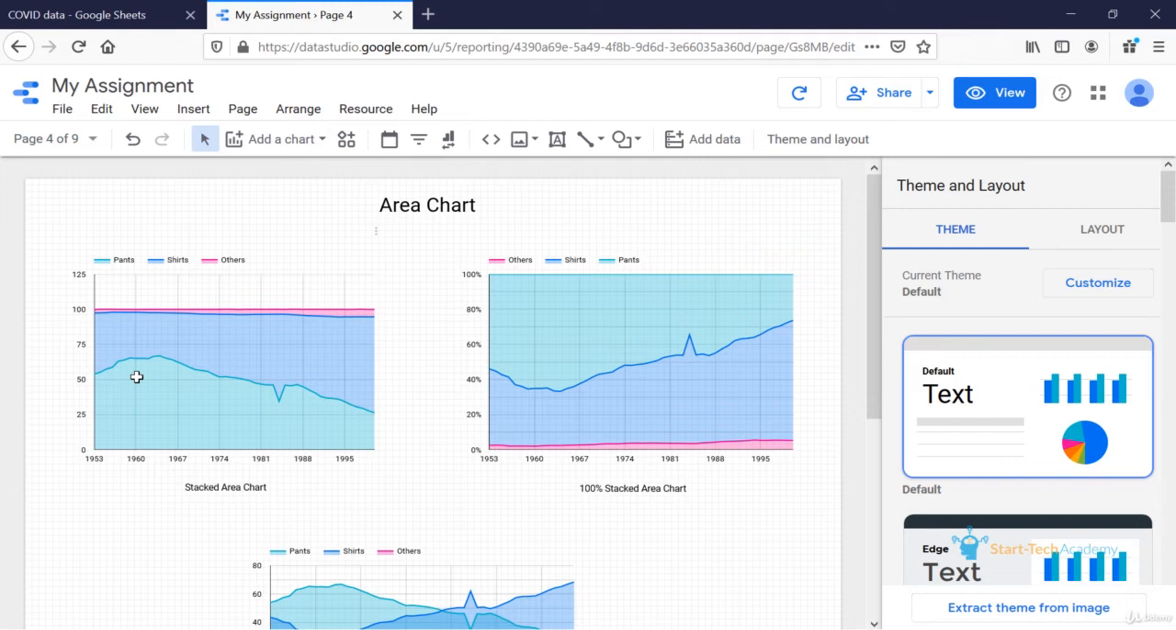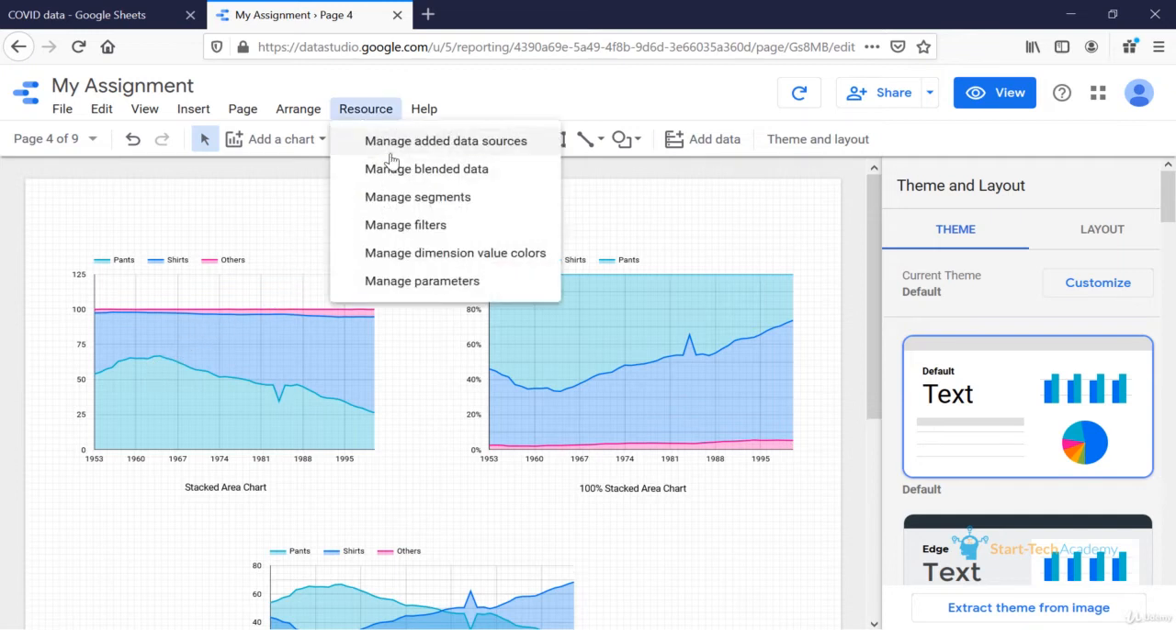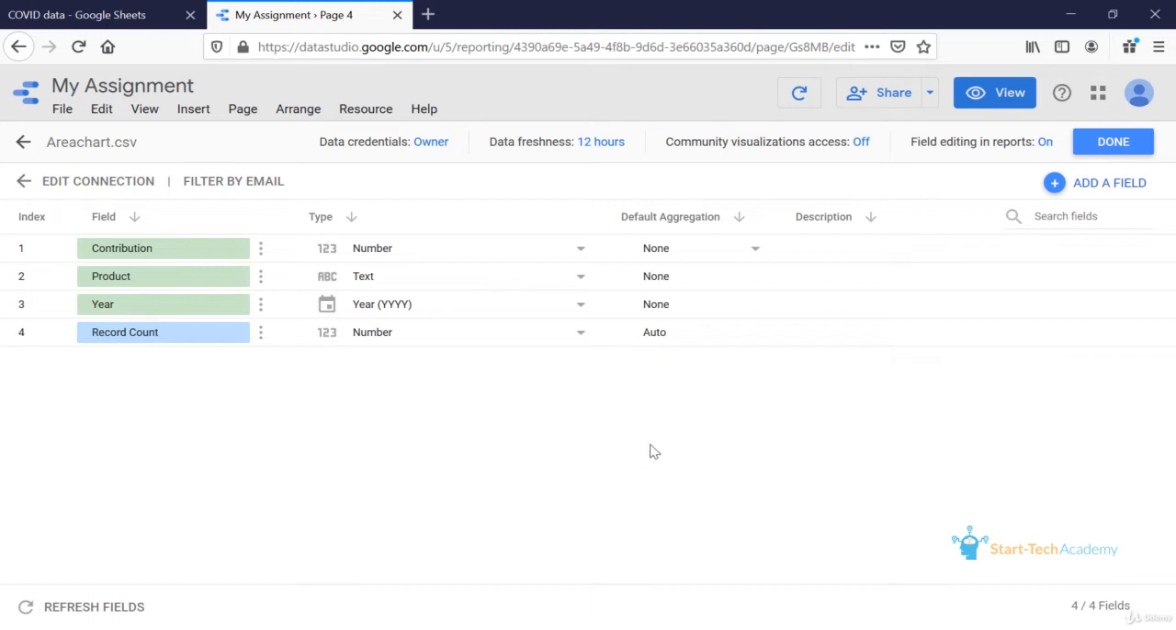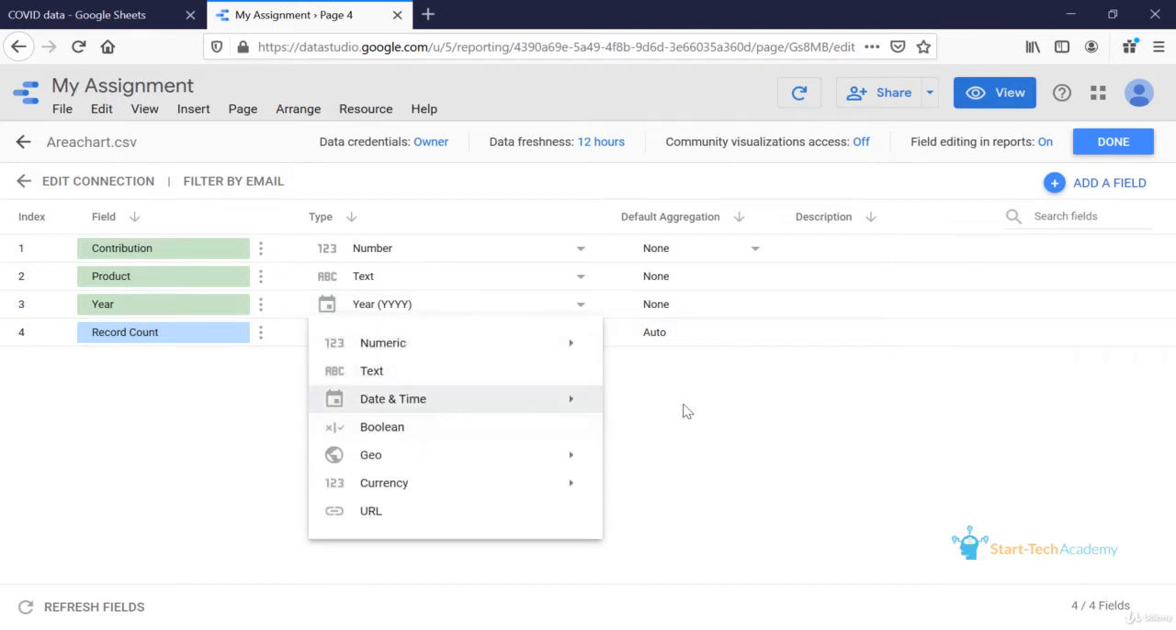You have to add this file to your My Assignment report as a data source. Remember to go to Manage Edit Data Sources and change the type of year field to date and time. So the year field should be year YYYY type.